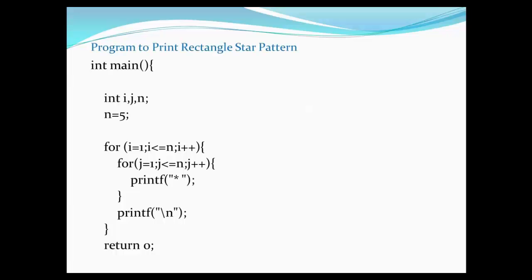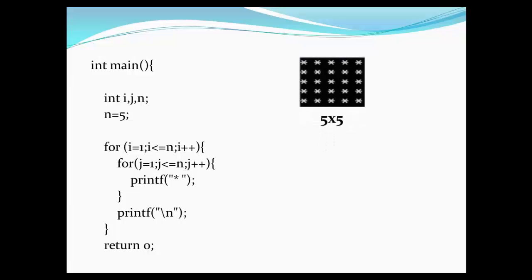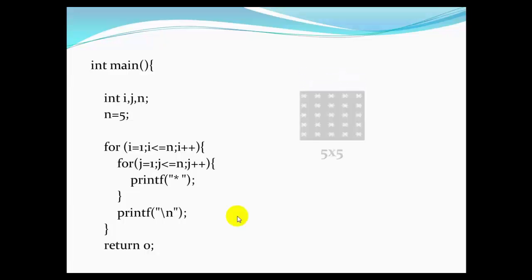It is a program to print a rectangle star pattern. If n is 5, then it will print a 5 by 5 matrix of stars, and if the input is 10, then it will print a 10 by 10 matrix of stars. So let's try to calculate the time complexity of this code. Here 1 unit is needed for assigning 5 into n, and then we have a for loop instruction here.